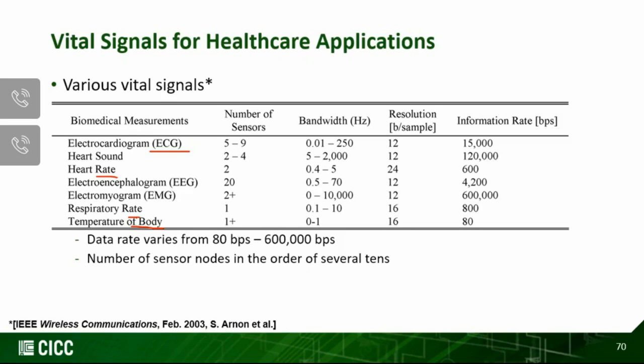For example, if you compare the body temperature, you only require 80 bits per second, whereas for EMG, you need up to around 600 kbps. So as I said, if you have to also have a proper MAC operation, and also the number of sensor nodes in the order of several tens, it means that we have to think carefully how to design a packet.